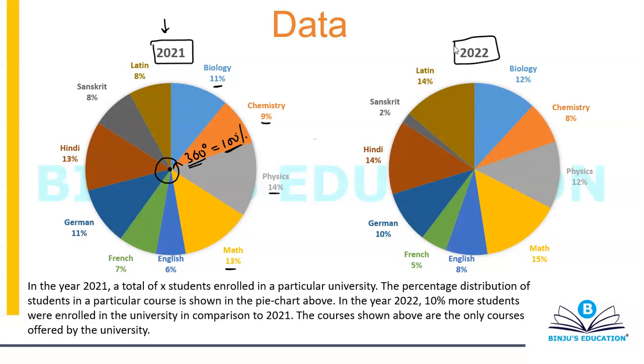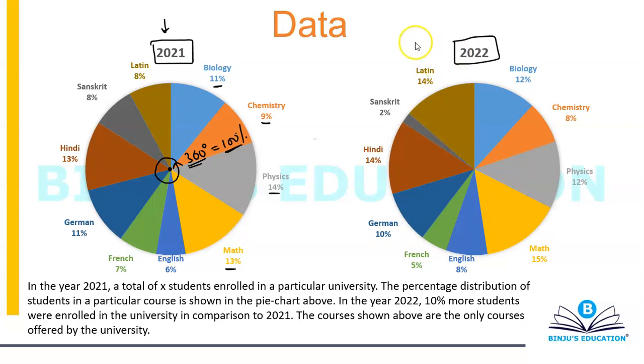Now there is something which is given to us also. It says that in the year 2021, a total of X students enrolled in a particular university. The percentage distribution of students in a particular course is shown in the pie chart above. In the year 2022, 10% more students were enrolled in the university in comparison to 2021. The courses shown above are the only courses offered by the university.